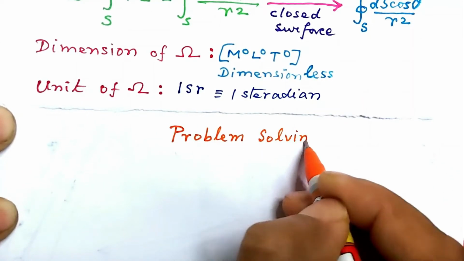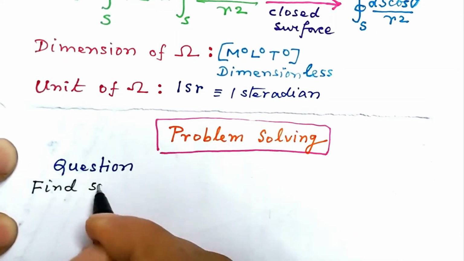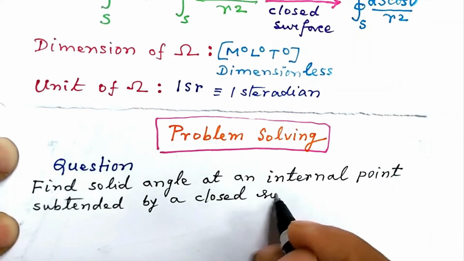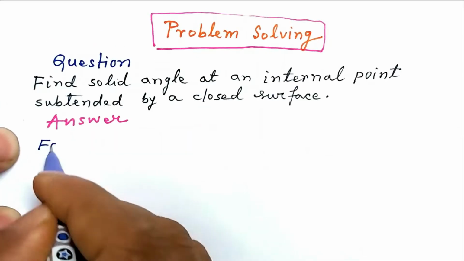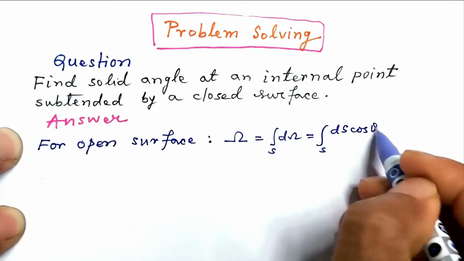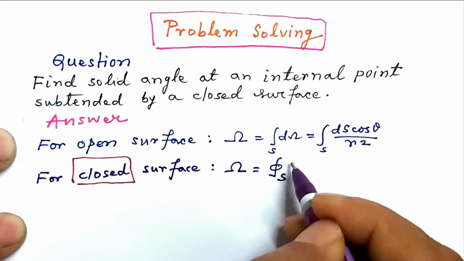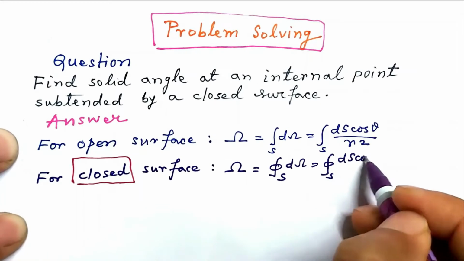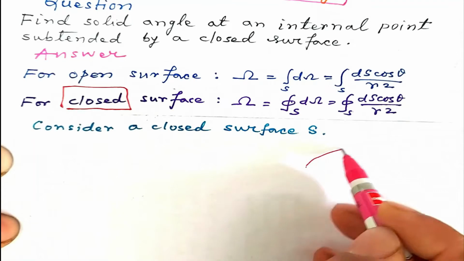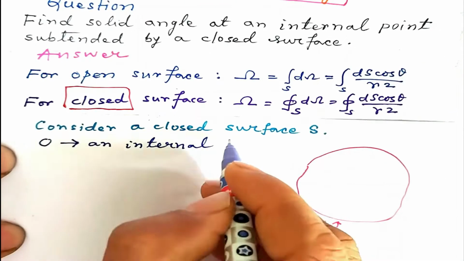Let us now move over to problem solving. First question. Find solid angle at an internal point subtended by a closed surface. Answer. For open surface, omega equal to integration over s ds cos theta by r square. For closed surface, omega is closed integration over ds cos theta by r square. Consider a closed surface S. This is it. Call it S. O is an internal point.